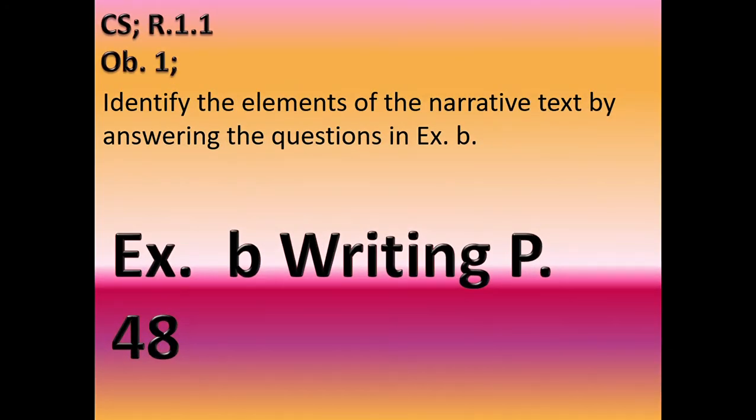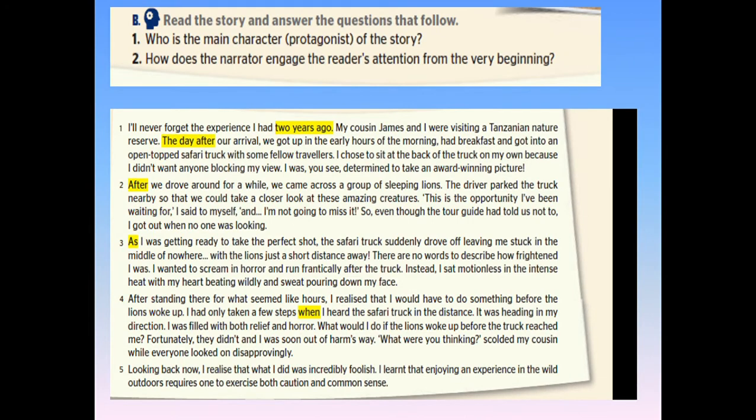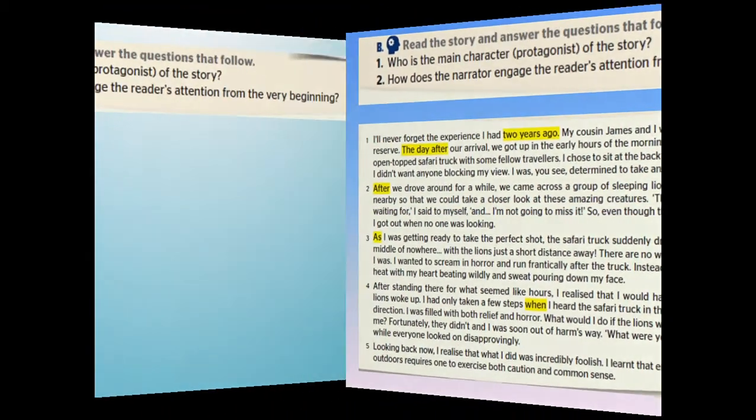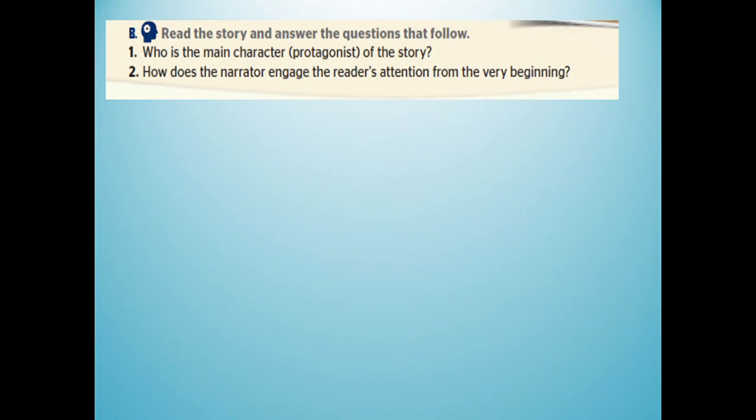Our objective today is to identify the elements of the narrative text by answering the question exercise B, page 48 student book. Read the story, pause the video, then come back to me to answer these questions. Well, have you finished? So, the first question is, who is the main character? Who is the protagonist of the story?